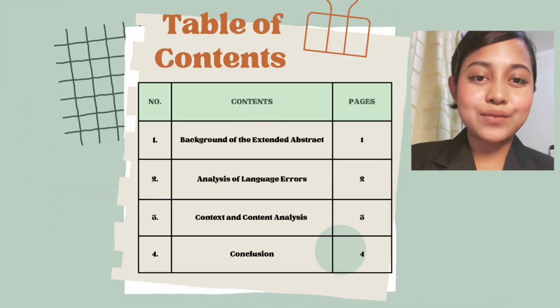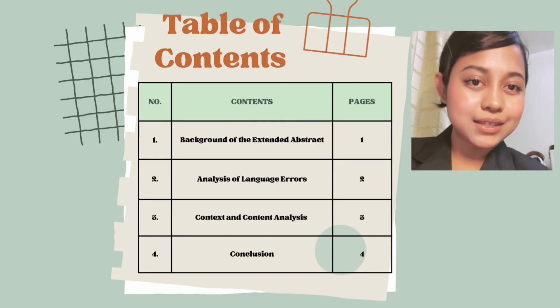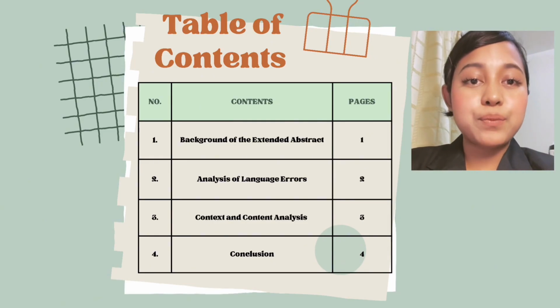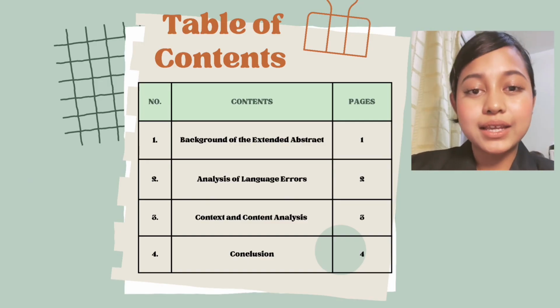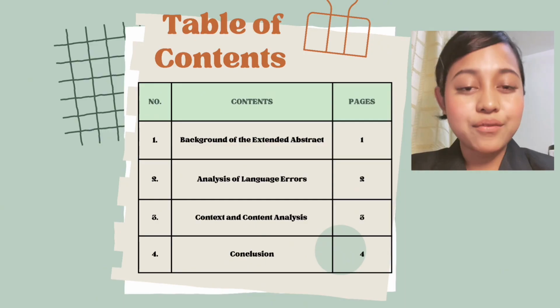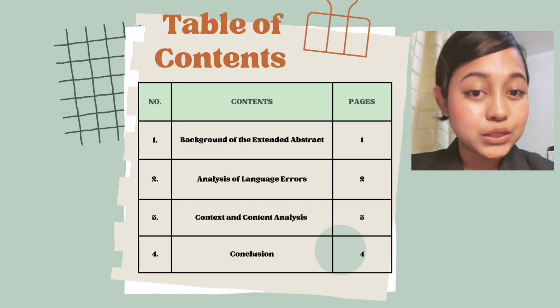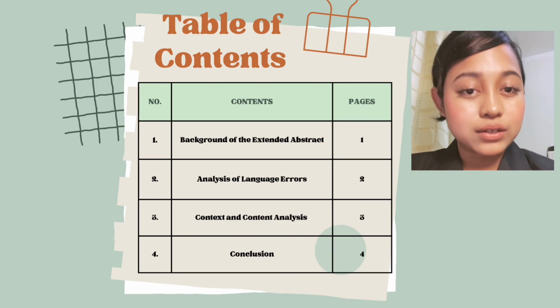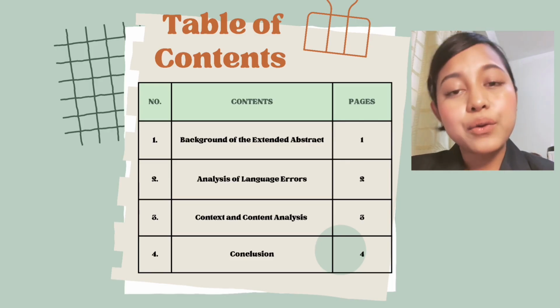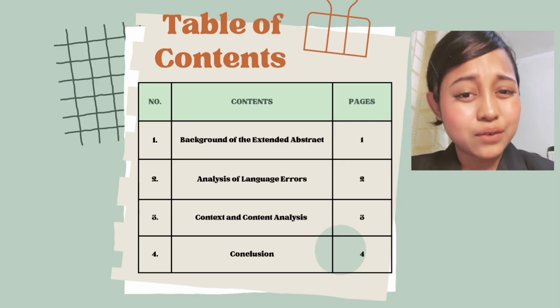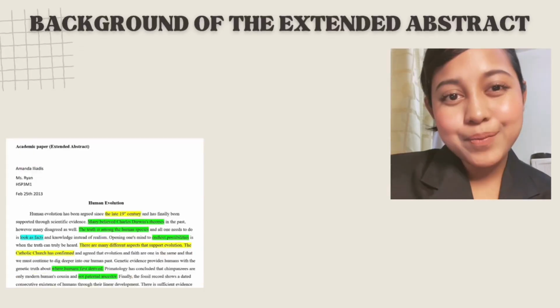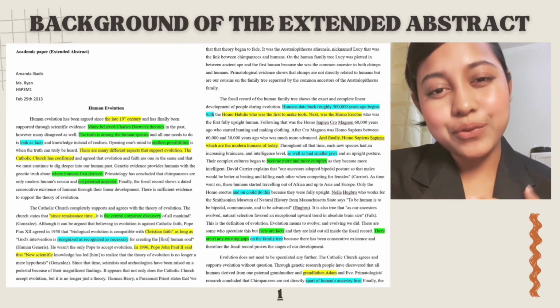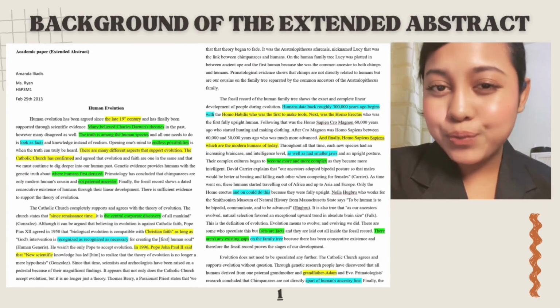As you can see from the table of contents, this presentation consists of 4 main sections. First, I will provide the background of the extended abstract and briefly explain its main topic. Second, I will discuss the language errors that I found, including grammar, word choice, and punctuation errors. Third, I will analyze the content and context of the abstract, and explain how this affects the overall quality of the text. Finally, I will conclude by summarizing my findings and reflecting on what I learned from this proofreading task. Before I explain the extended abstract, I would like to share my experience during the proofreading process.